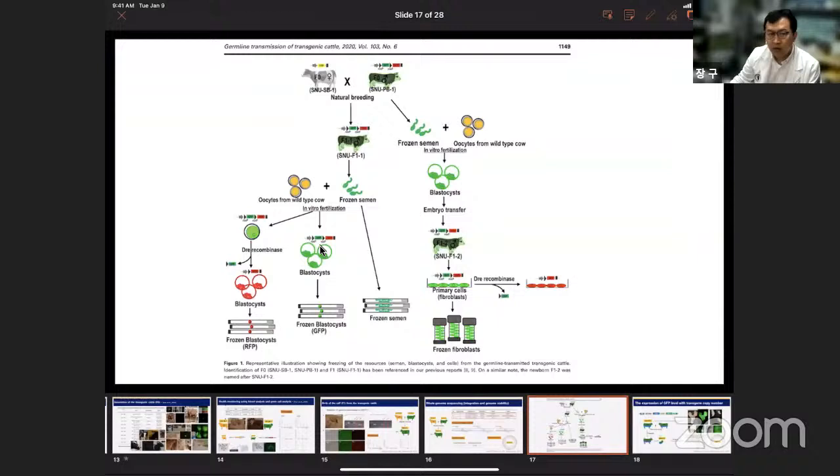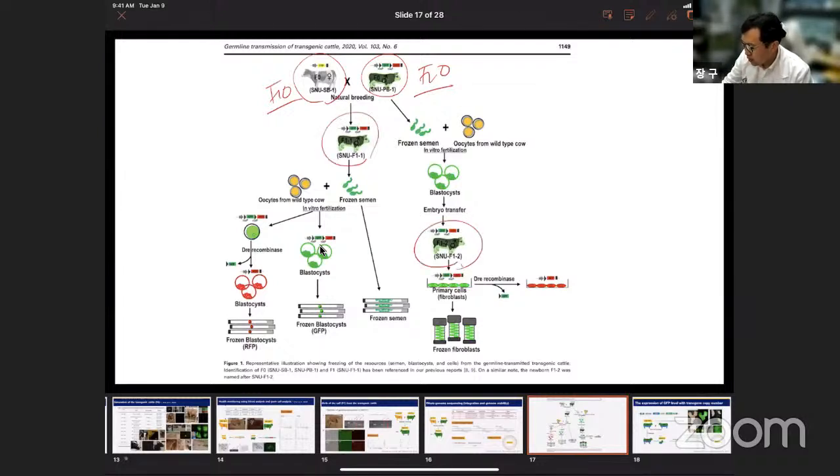This is kind of the summary. I already mentioned F0 and F1, another F1, and we're collecting the serum. This is collecting the fibroblast and serum, wild type mouse, and the oocyte, and fertilized and transferred. And then we can see the next generation, the F2 generation, in bovine embryo, in the bovine transgenic cattle system.